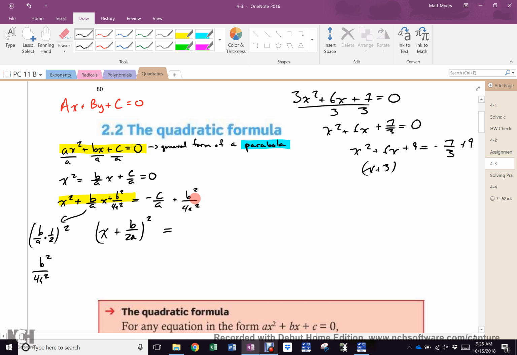Equals over here. Now, what can I do with this? Can I get a common denominator? What is it? Is it going to be a or 4a squared? 4a squared, which means this had to multiply by 4a, didn't it? 4a. So what do I have to do to his partner? Same thing. So now what do I have up here? Negative 4ac plus b squared. Right?